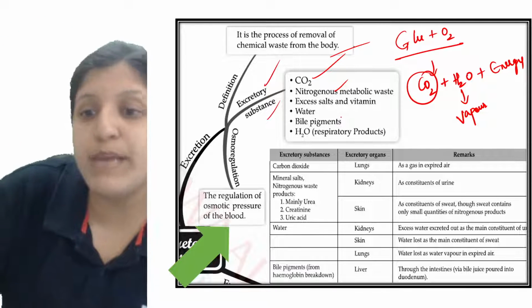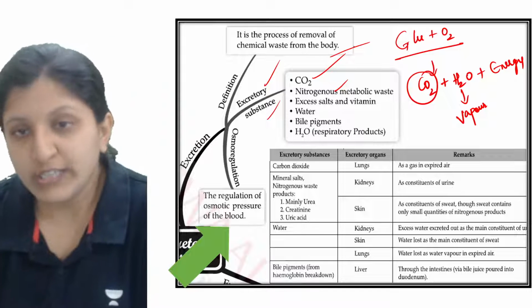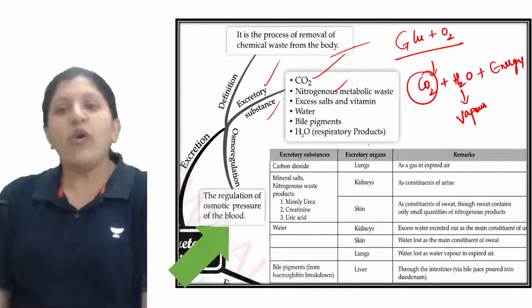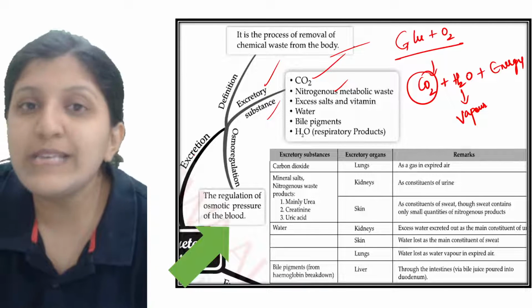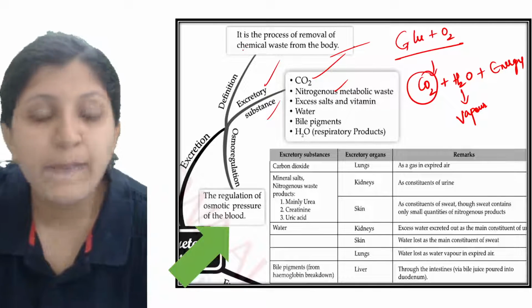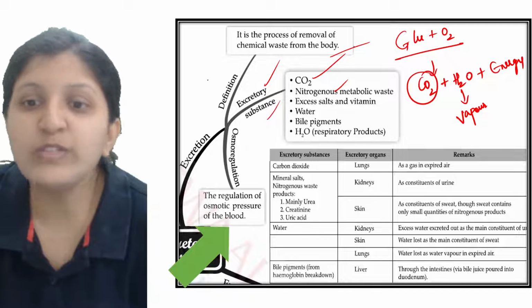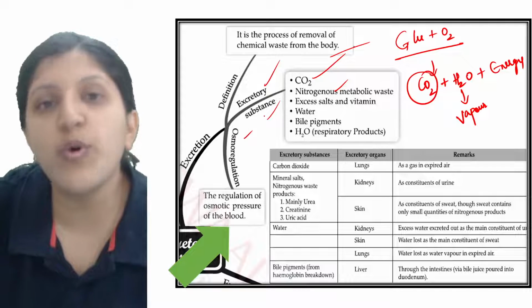Then the bile pigments are removed. Water, that is a respiratory product. All these removals can be seen, and the maintenance of this water and mineral balance in the body, we call osmoregulation.